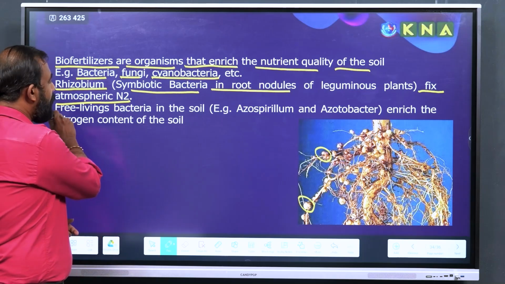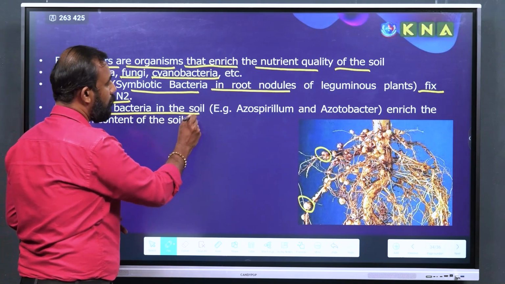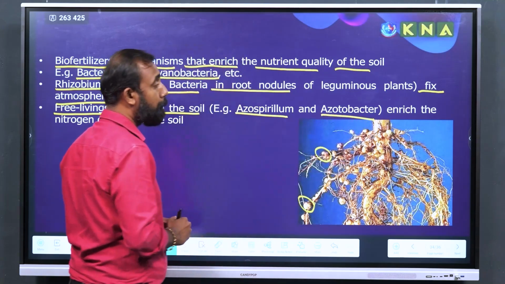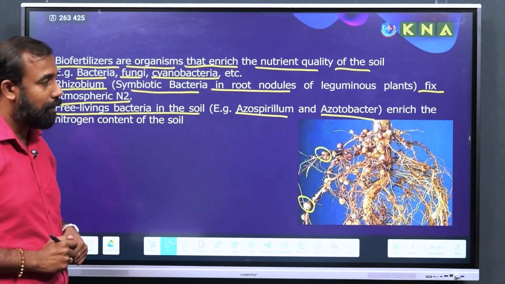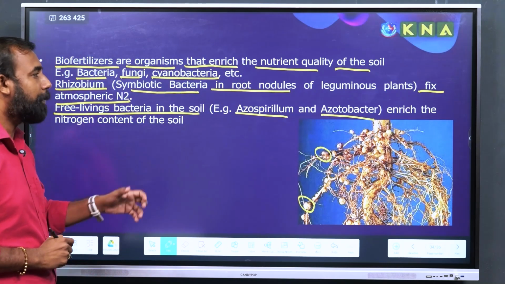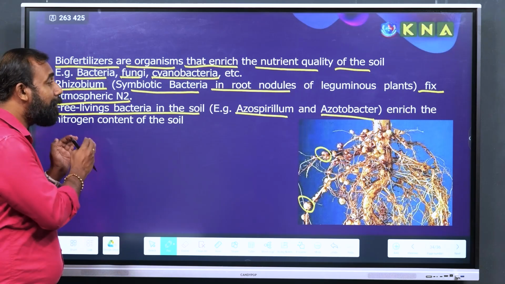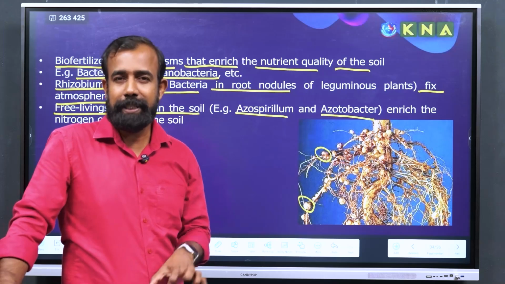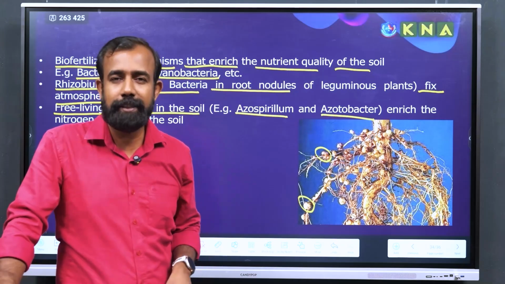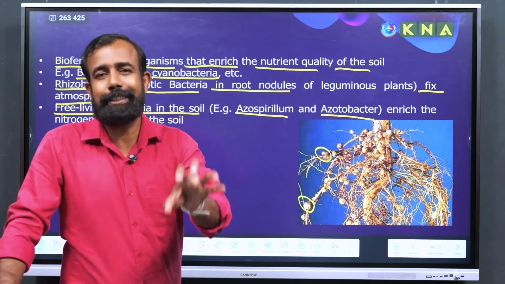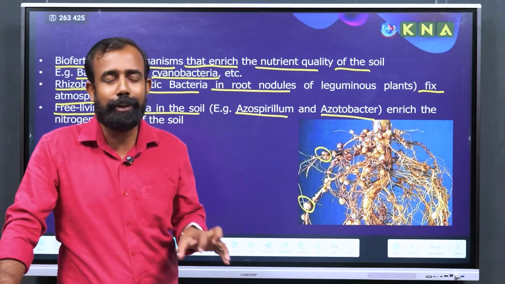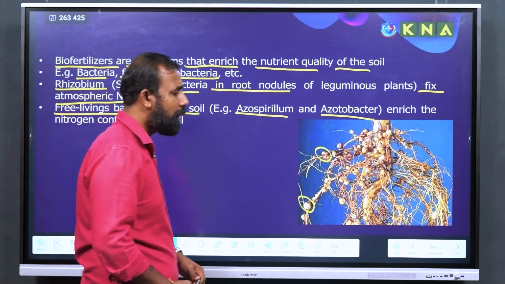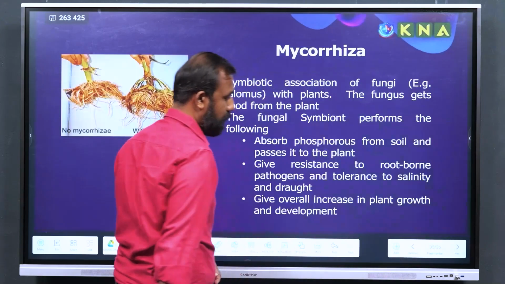And there are free-living bacteria in the soil, called Azospirillum and Acetobacter. Azospirillum and Acetobacter are examples of free-living bacteria. Rhizobium is not free-living. Rhizobium is a symbiotic bacteria present in the root nodules of leguminous plants. But Azospirillum and Acetobacter are free-living nitrogen-fixing bacteria present in soil. So all these are examples of biofertilizers.